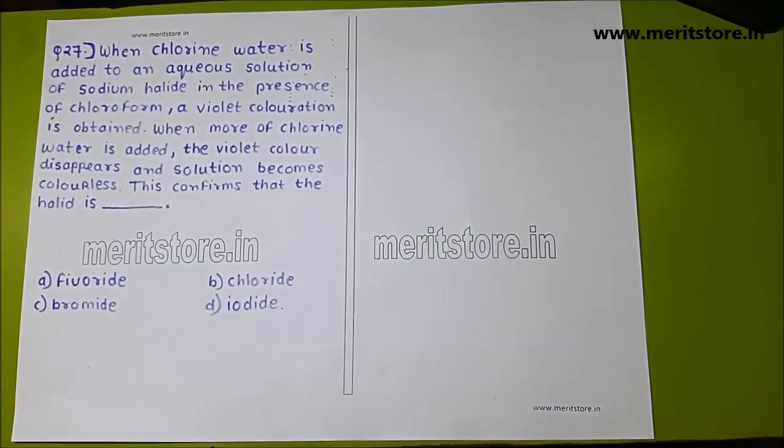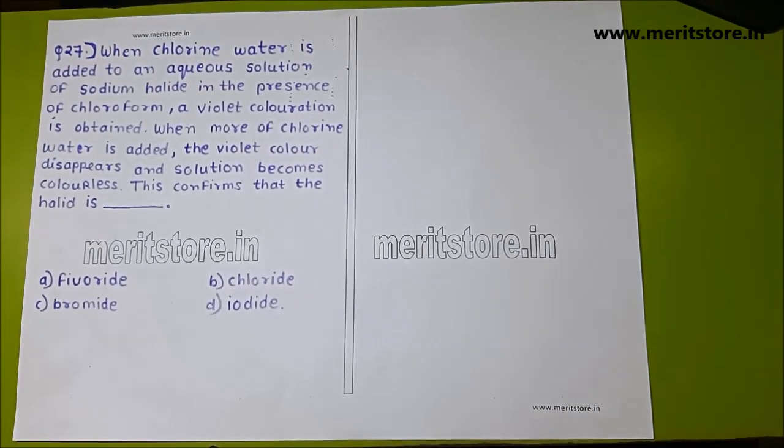Number 27. When chlorine water is added to an aqueous solution of sodium halide in presence of chloroform, a violet coloration is obtained. When more chlorine water is added, the violet color disappears and the solution becomes colorless. This confirms that the halide is: A, fluoride; B, chloride; C, bromide; D, iodide.